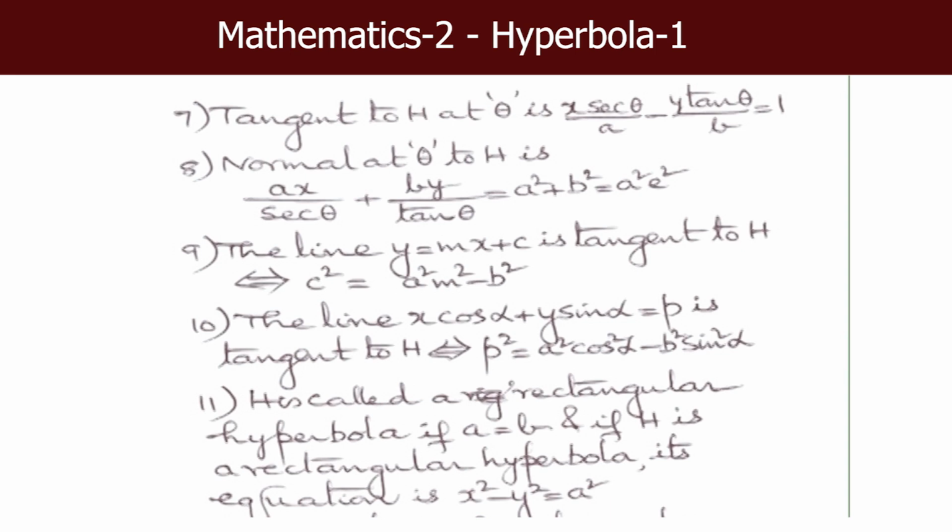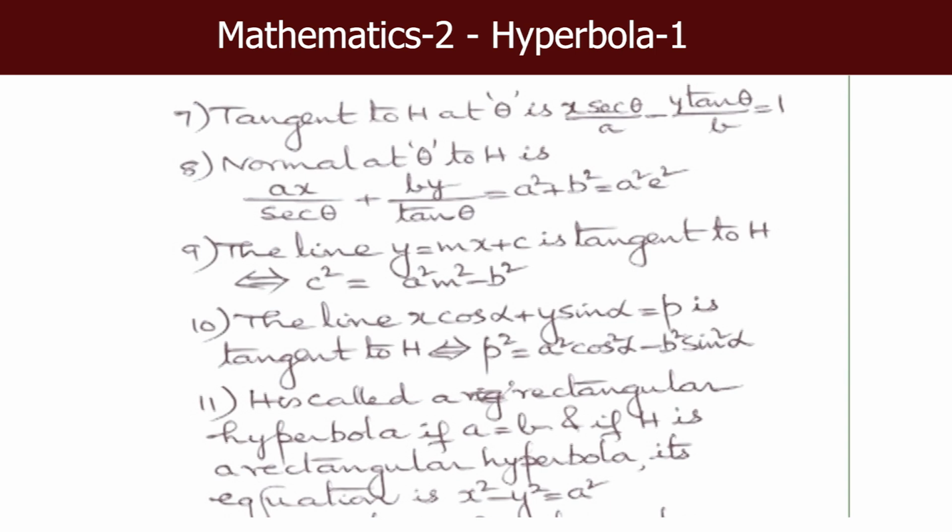In the case of hyperbola, a square plus b square equal to a square e square. The normal equation is (ax / secant theta) plus (by / tan theta) equal to a square e square. Condition for tangency: the line y equal to mx plus c is the tangent to the hyperbola if and only if c square equal to a square m square minus b square.